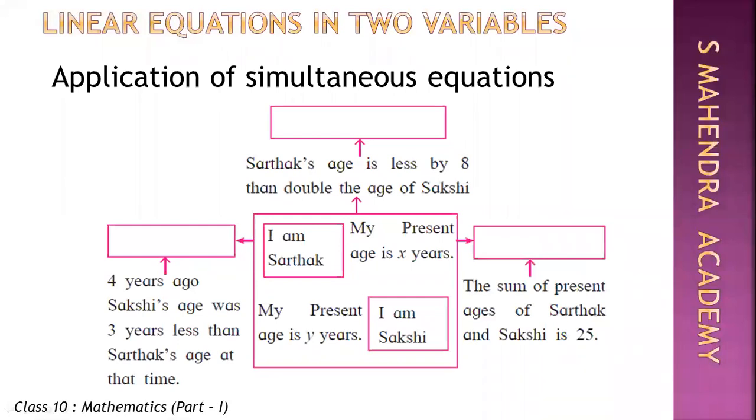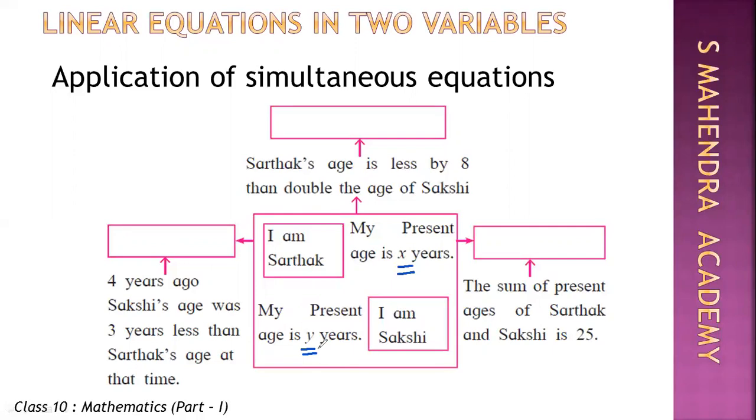For case 1, we have a condition: the present age of Sarthak is X years, and the present age of Sakshi is Y years. Now, we have to find out the equations for solving the variables X and Y.